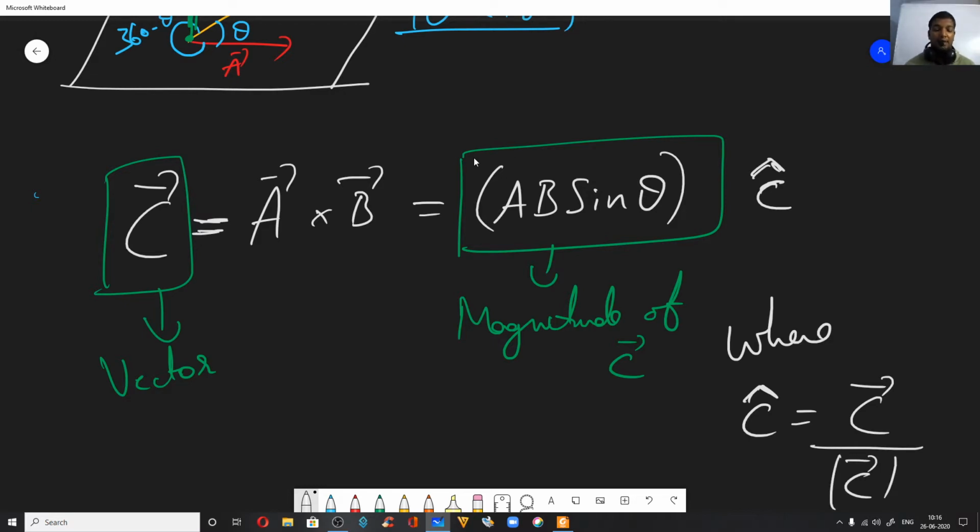Again, let us do a quick summary. First we are performing A cross B. We are trying to perform the cross product on these two vectors. We are saying A cross B.